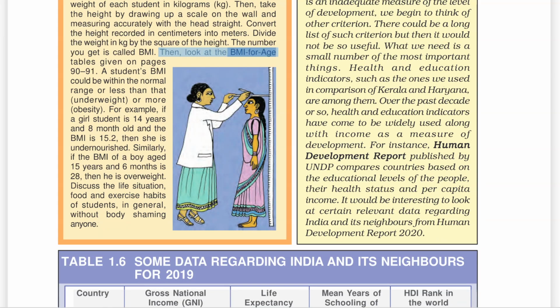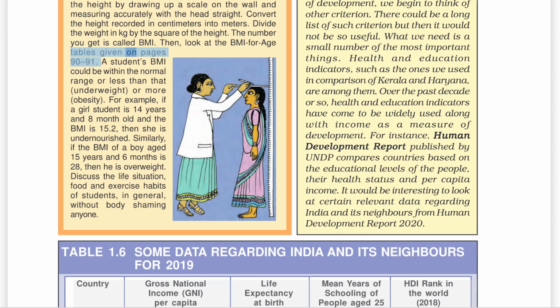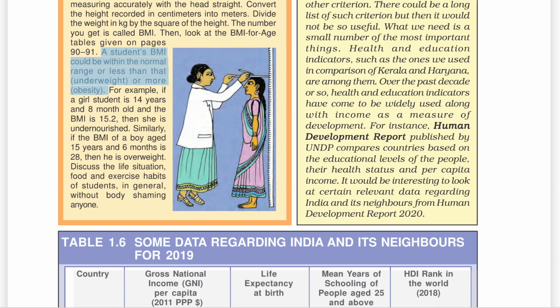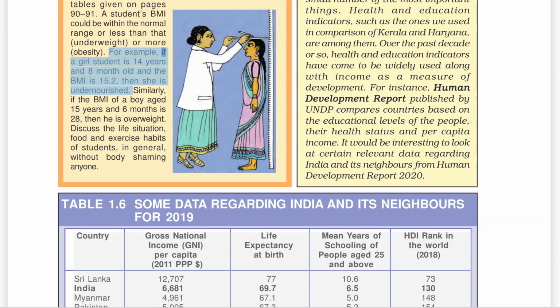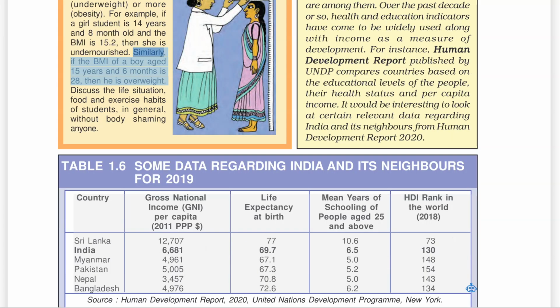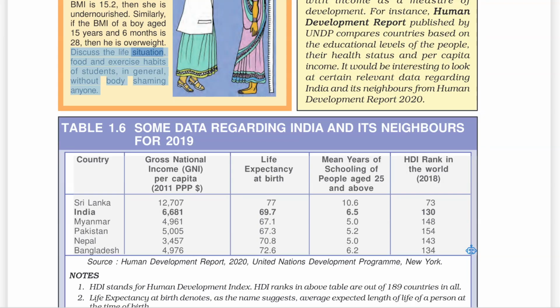Then, look at the BMI for age tables given on pages 90 to 91. A student's BMI could be within the normal range or less than that, underweight, or more, obesity. For example, if a girl student is 14 years and 8 months old and the BMI is 15.2, then she is undernourished. Similarly, if the BMI of a boy aged 15 years and 6 months is 28, then he is overweight. Discuss the life situation, food and exercise habits of students in general without body shaming anyone.